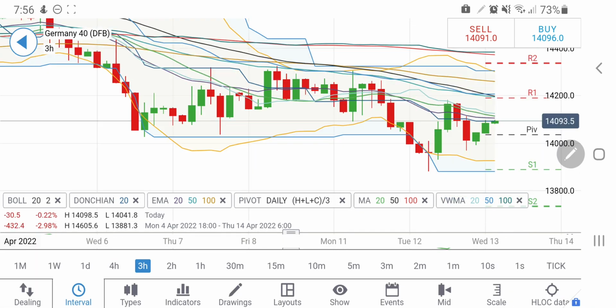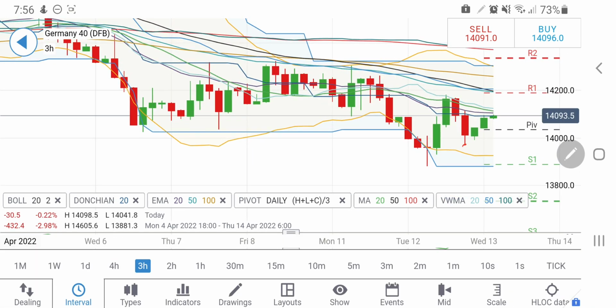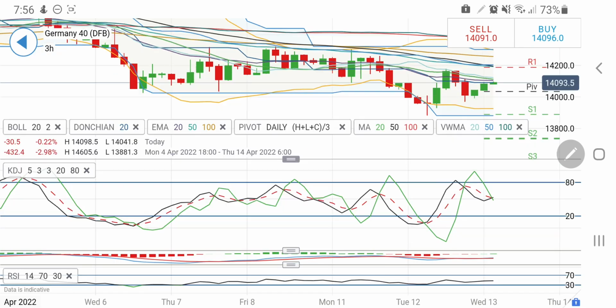3-hour charts, probably we may see a third green candle. Look at this, consistently lower highs, and the body has to be larger, hence one can remain long here on Germany 40 with the support at 14,040. You can remain long. The targets are 14,120, 14,200. So take your positions accordingly.